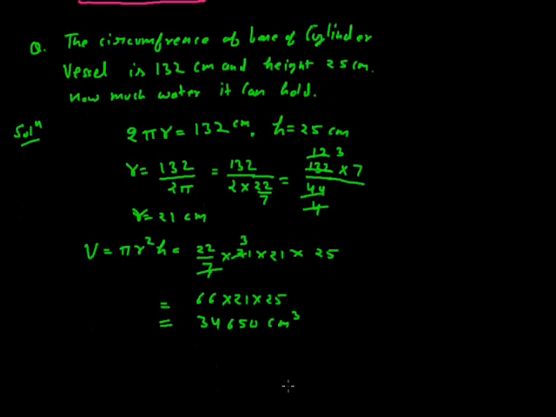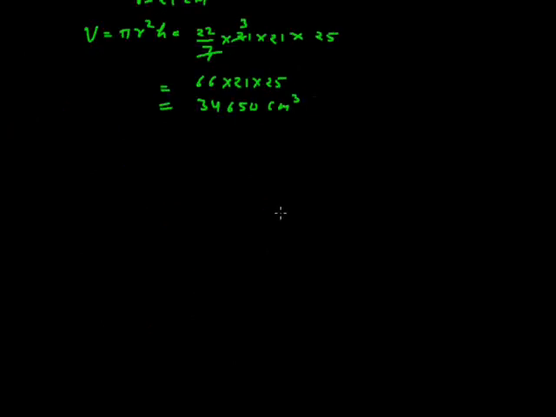Now we know that in 1 liter there is 1000 centimeter cubic. So in order to convert this centimeter cubic into liter, we have to divide it by 1000. So 34650 divided by 1000, so this is converted into liter. So the answer is 34.65 liter. So the amount of water that it can hold is 34.65 liter. Now we move to the next question.